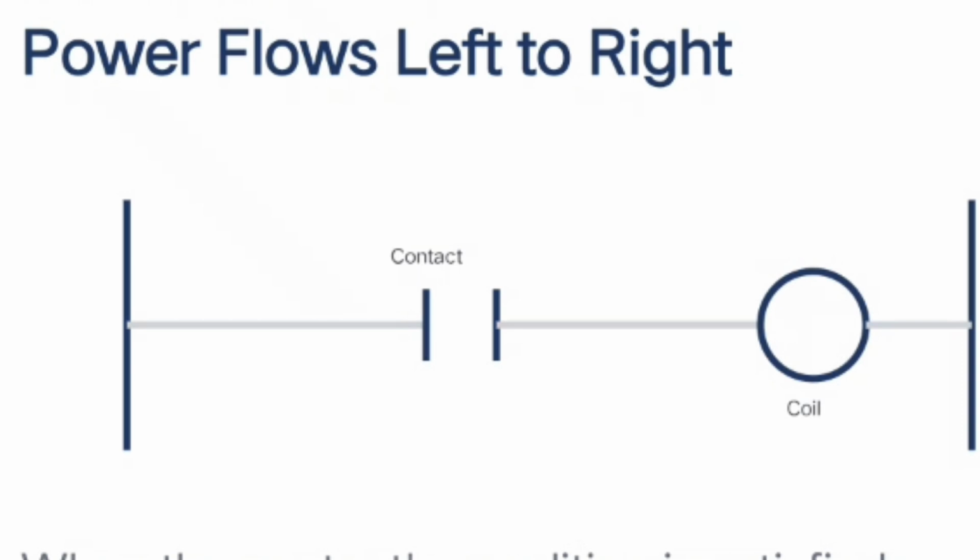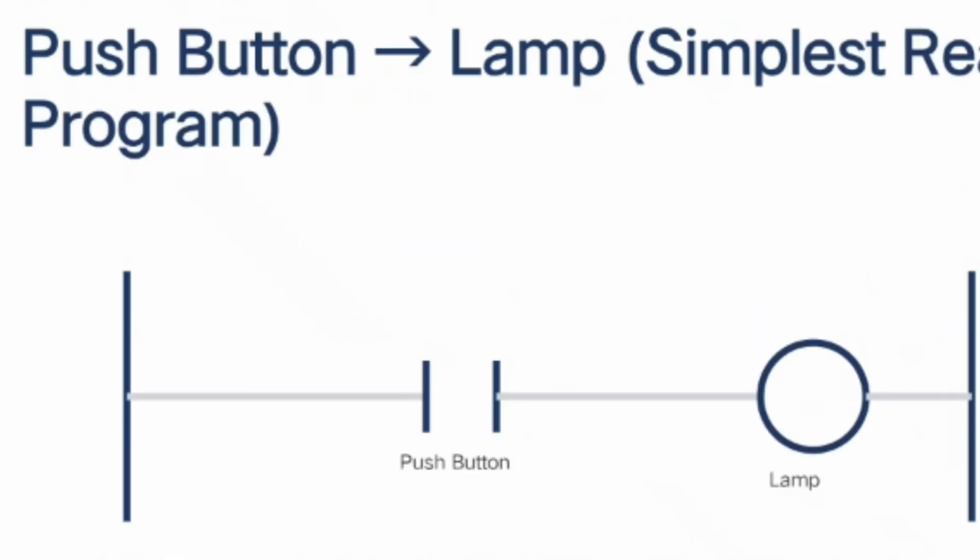Second, the coil, drawn as a circle, or sometimes a rounded bracket depending on the software. It represents an output: turn on a light, start a motor, open a valve. In real wiring, this is the thing actually being controlled.